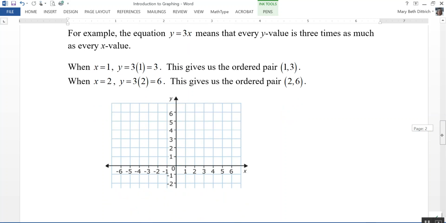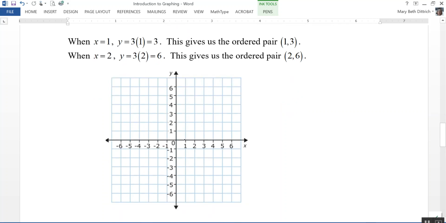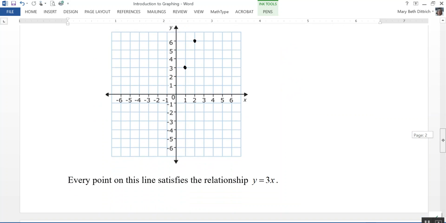So let's go ahead and graph those on the graph here. So the ordered pair (1, 3) is right here. The ordered pair (2, 6) would be right there. And then if I were to draw this line, it would look something like this. Every point on this line, and I didn't quite get it very good, every point on this line represents the relationship y = 3x.